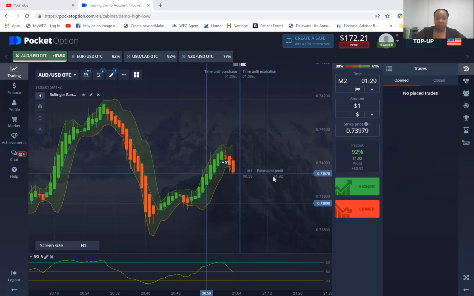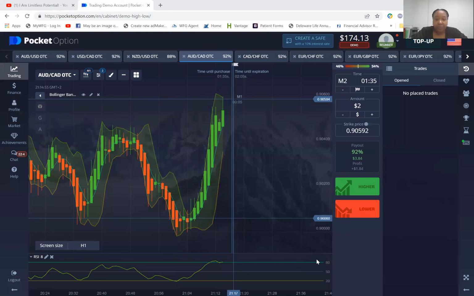Okay, and wonderful. We have won that trade. So I will come back for another moment. I think this is a good moment right here. This closed outside. It's closing outside of the Bollinger Band. It's over the 80.